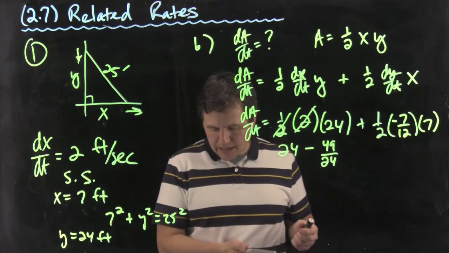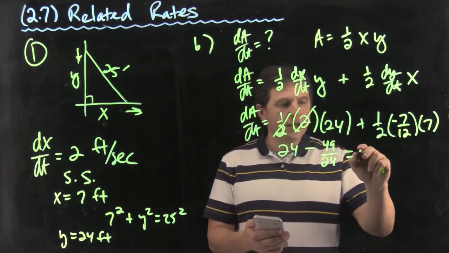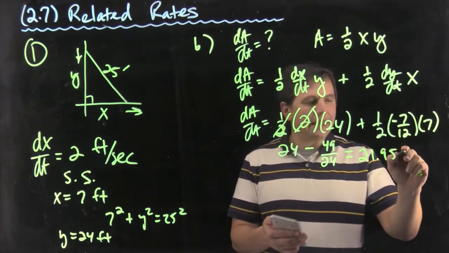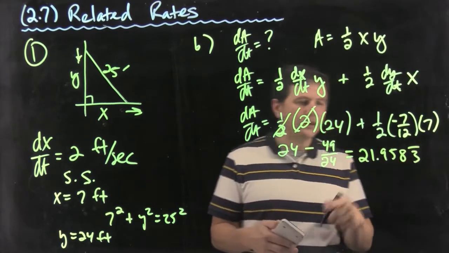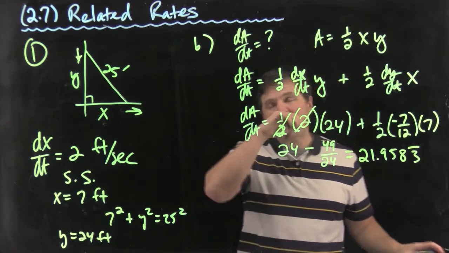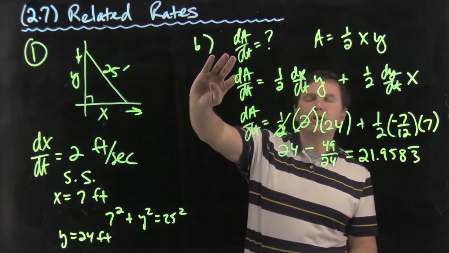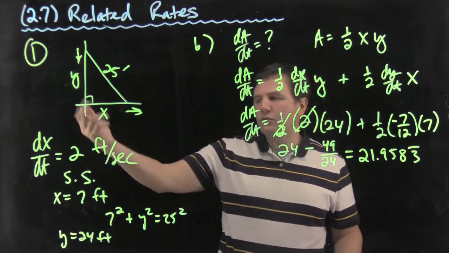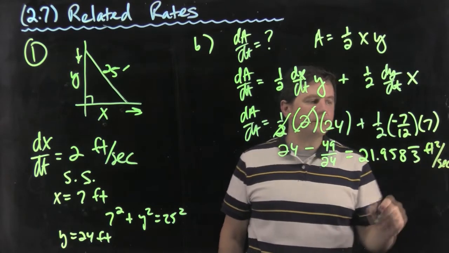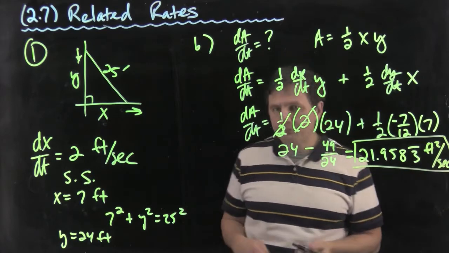And what we get is 21.958, and then 3 repeats. As long as you're accurate to 3 decimal places here, you're going to be fine. Now, what are our units? Realize it's dA over dt, so we want to think about what the units are for area. Since we're talking about feet, the units will be feet squared, and that's per second. So that is our dA over dt here.